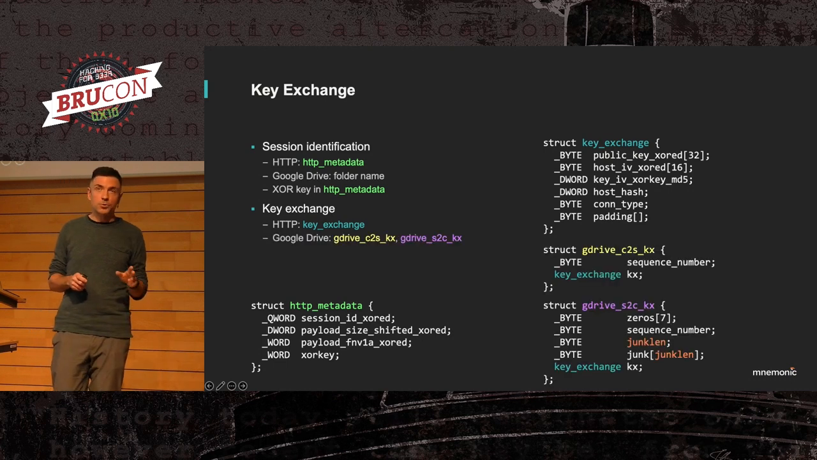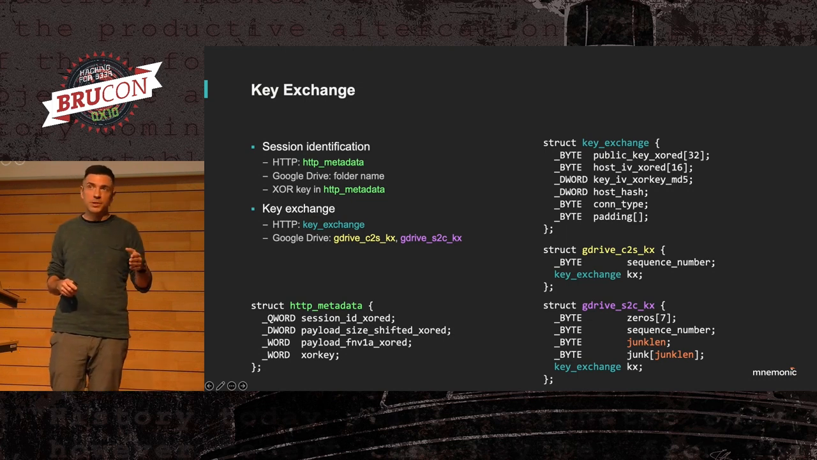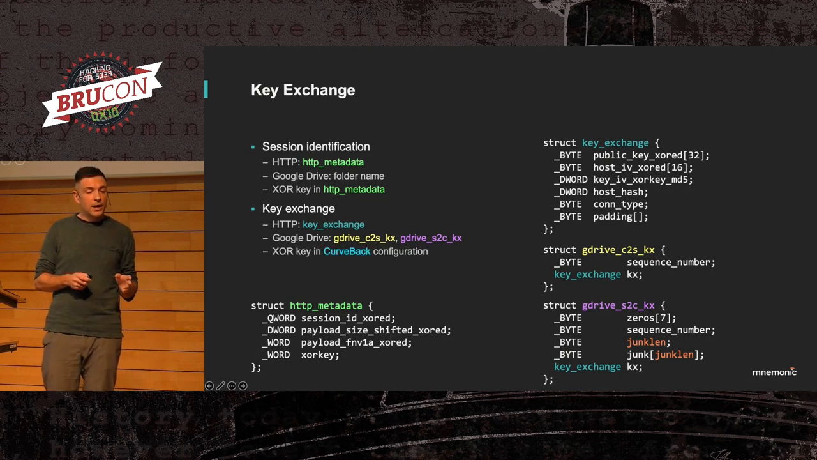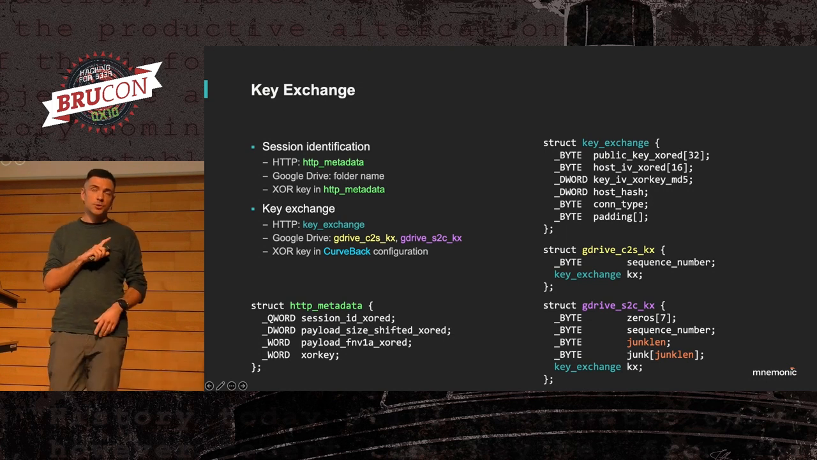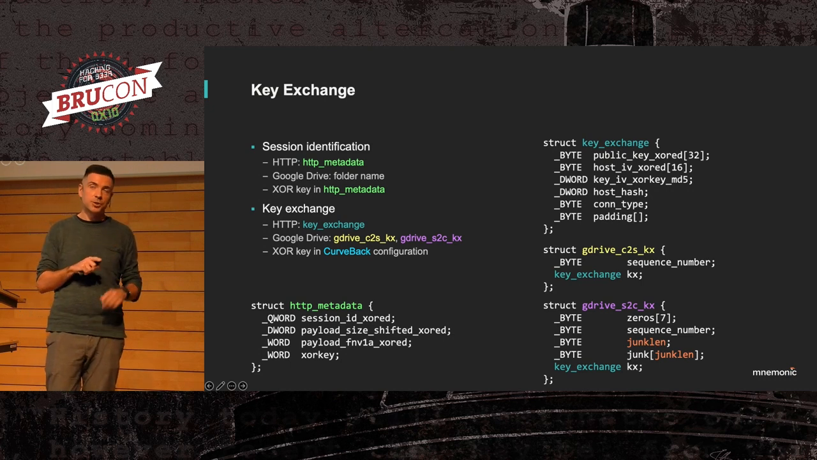When it comes to Google Drive, they use a similar structure. So you can see that the key exchange structure is embedded into the structure, but it is prepended with a sequence number. And depending on the direction, also possibly some junk bytes. As you can see in the key exchange structure, the public key and some other values are XORed, and they use the XOR key that I mentioned on the previous slide.